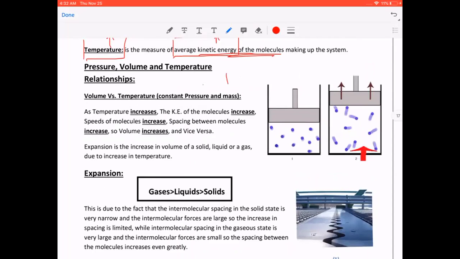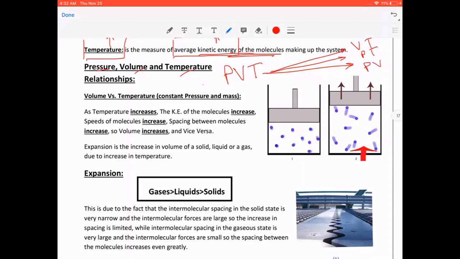Now we will move on to our relationship. We will have something called PVT. This is the pressure, volume, and temperature, the relation between them. First of all, we will have three experiments or three relations. First relation is the volume with the temperature, keeping the pressure constant. Then the pressure versus temperature, keeping the volume constant. Third, the relation between the pressure and the volume.